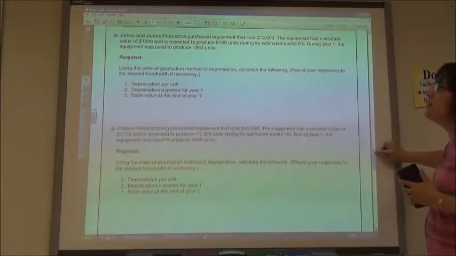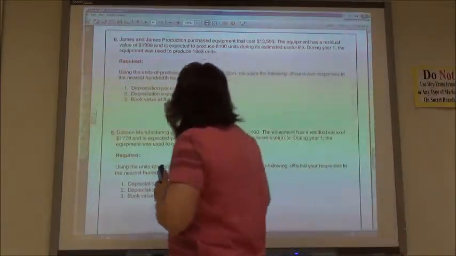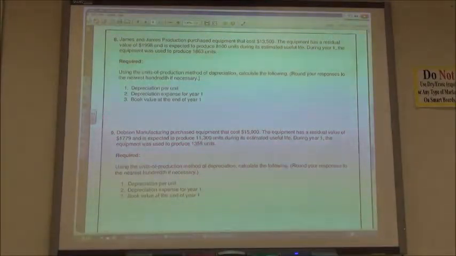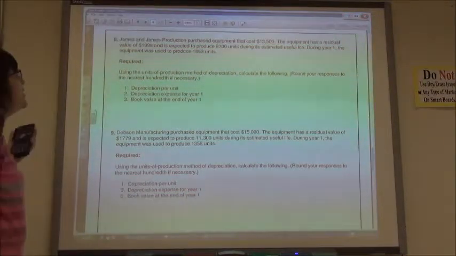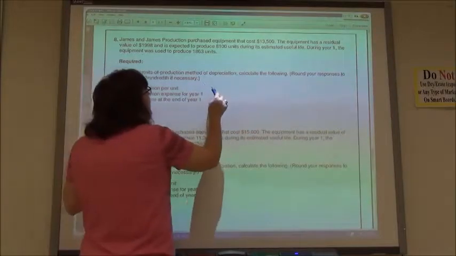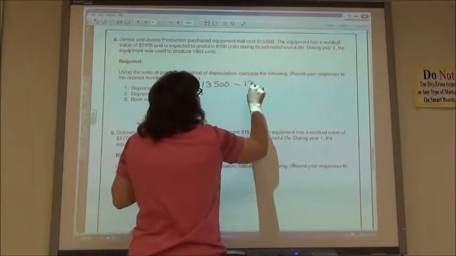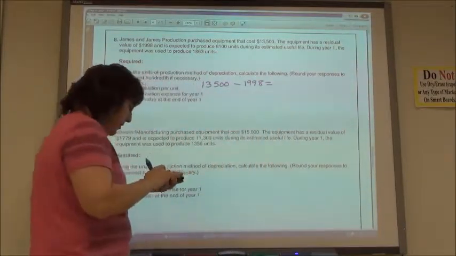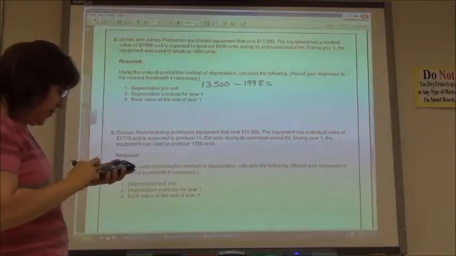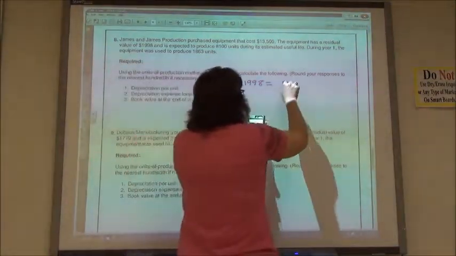Number 8. James and Jane's Production produced equipment that cost $13,500. The equipment has a residual value of $1,998 and is expected to produce 8,100 units during its estimated useful life. During year 1, the equipment was used to produce 1,863 units. So find the depreciation per unit. First of all, we have to find the depreciation. 13,500 minus the 1,998.